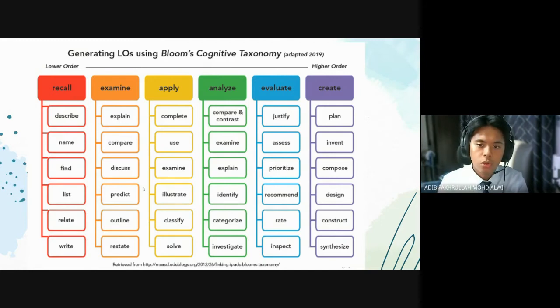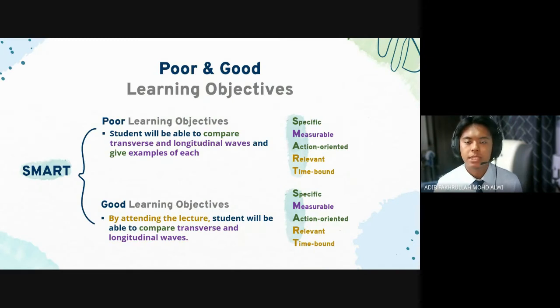But in writing learning outcome, we should avoid using verb that represent action or concept that are very difficult to indicate or to measure, such as appreciate, understand, to know. Now let's take a look to the example of poor and good learning objective by using SMART components.